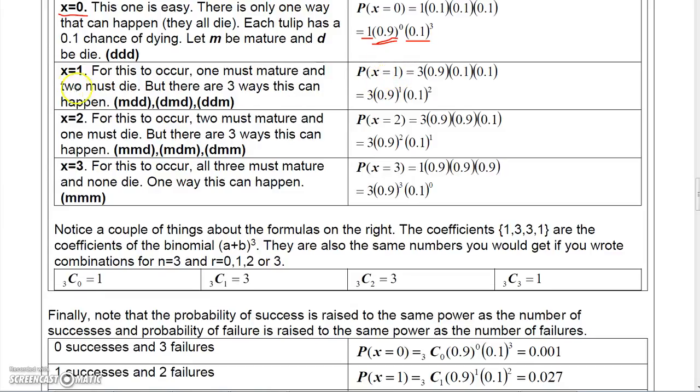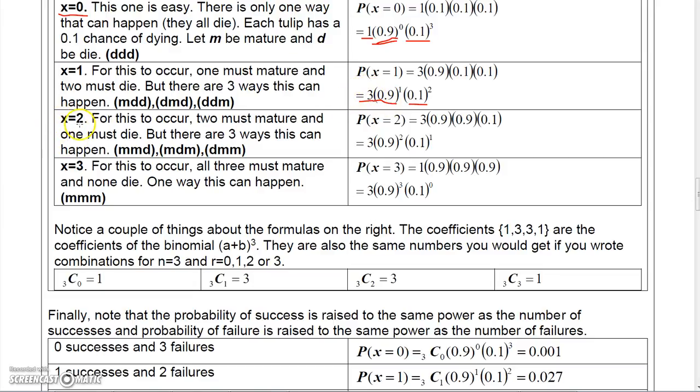Suppose you only want 1 success. Then we would say 0.9 for the 1 success times 0.1 times 0.1 for the 2 failures. But there's actually 3 ways that can happen, so we multiply it by 3. The reason is that the first plant could mature, or the second plant could mature, or the third plant could mature. So for 1 success, there are 3 ways it can happen.